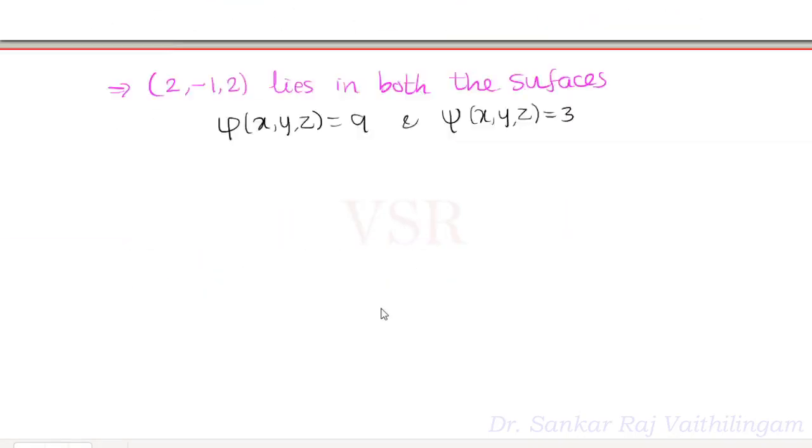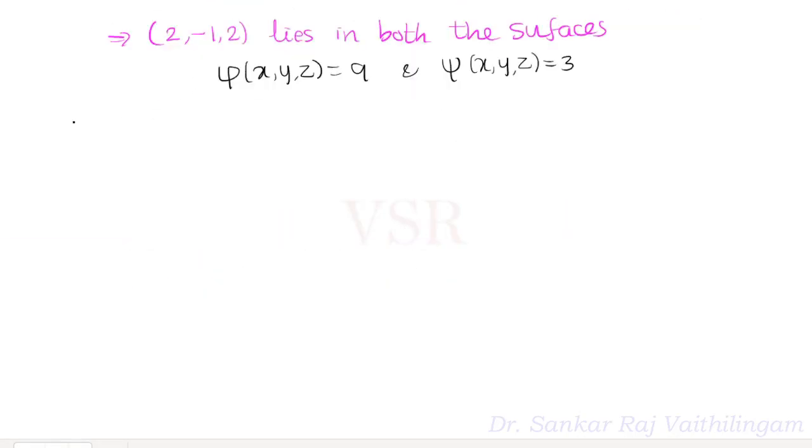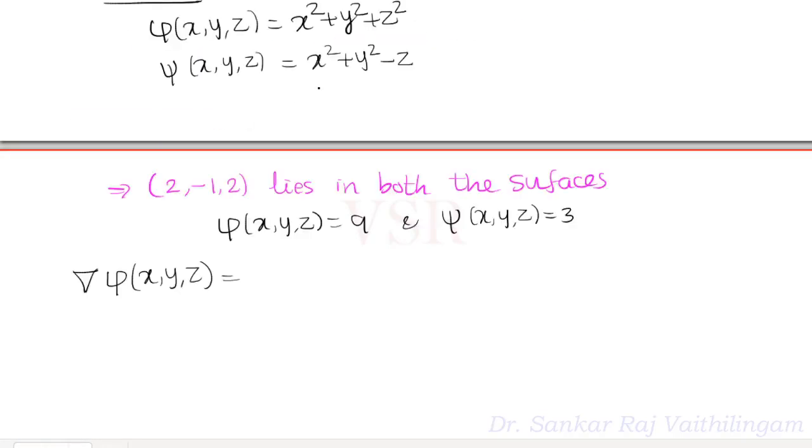Now what am I going to calculate? We need to calculate del phi at the point x, y, z. Phi is x square plus y square plus z square, so we will have 2x i vector plus 2y j vector plus 2z k vector.